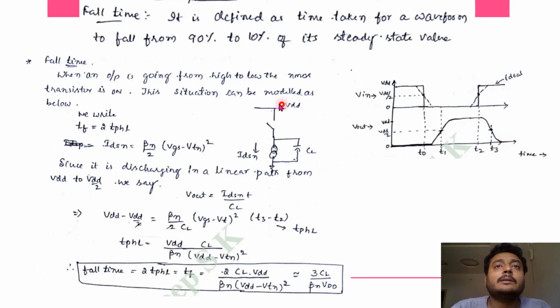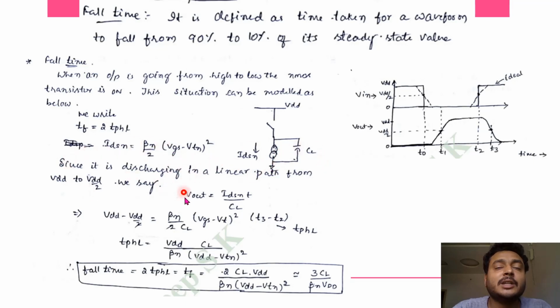Okay, right. So in this case, the input is high. When the input is high, your NMOS is on, which means it acts in the saturation region. We replaced it with a constant current source, and your PMOS will be off. That's why I'm showing it as an open circuit. Now the capacitance will try to discharge linearly to your ground level.